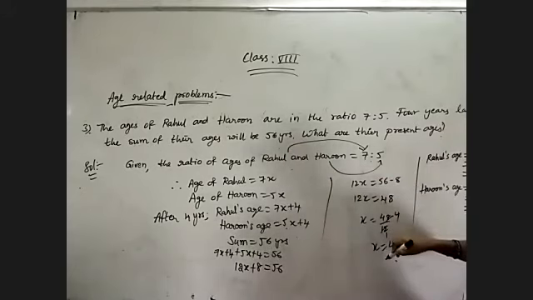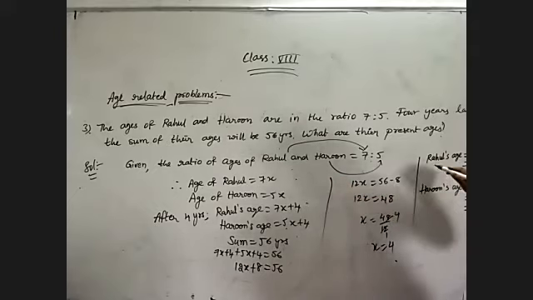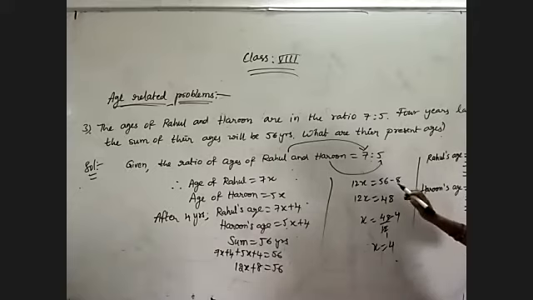But now we don't want only x, we need to find out the ages of Rahul and Harun. So Rahul's age is equal to 7x, 7 into 4, 7 fours are 28. And Harun's age is equal to 5 fours are 20 years. So what is the ratio between 28 and 20? 7:5. Okay. 4 sevens and 4 fives.